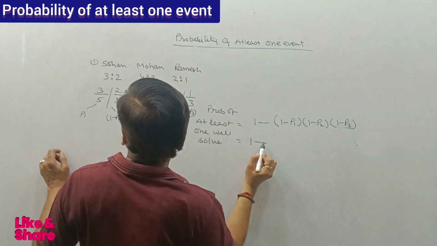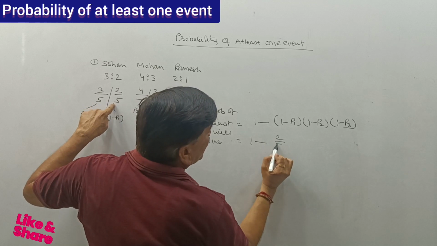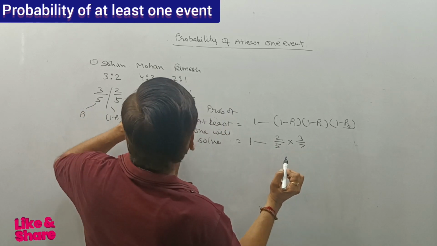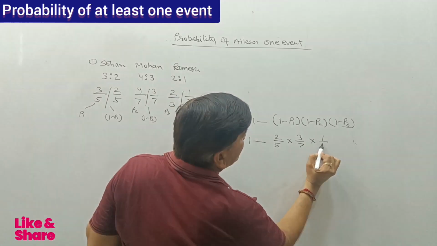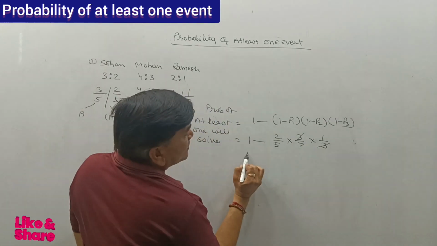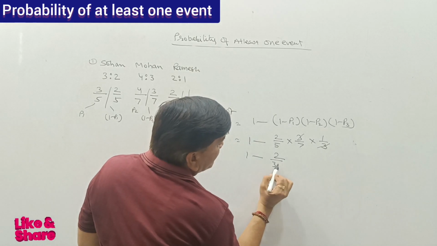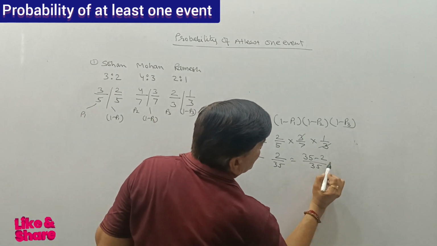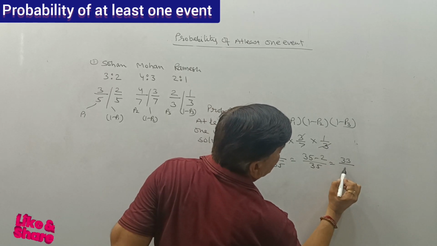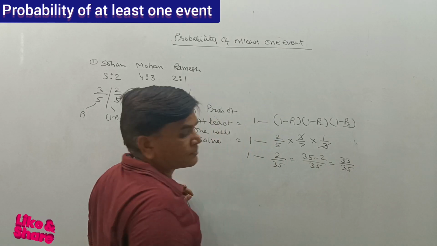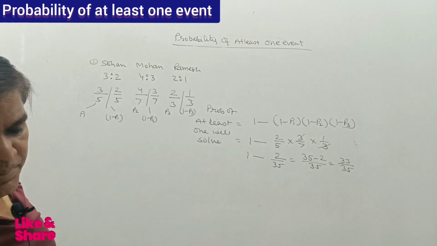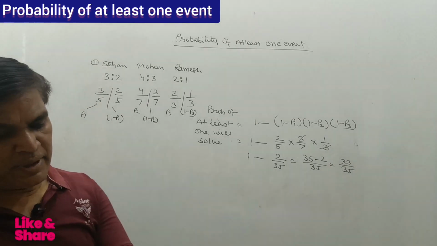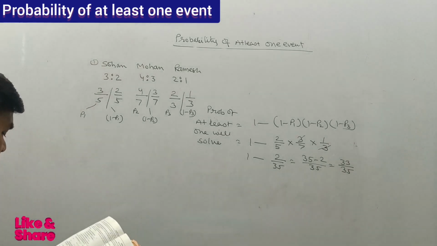So 1 minus 2/5 multiplied by 3/7 multiplied by 1/3. The 3 and 3 cancel. So 1 minus 2/35, so 35 minus 2 over 35, which is 33/35. So the probability that the problem will be solved is 33/35.